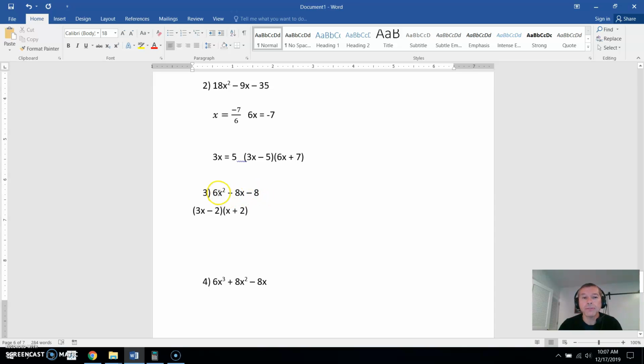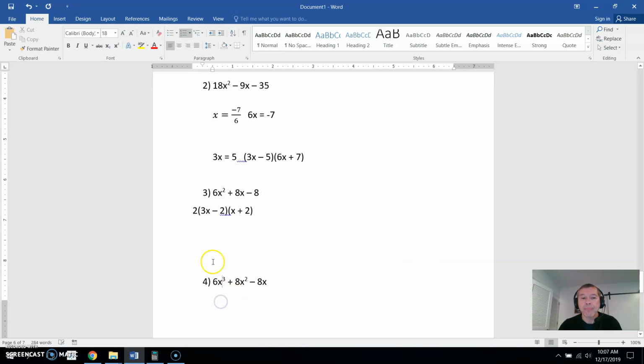Now probably most of you notice that there is a common factor of 2 since 2 goes into 6 and 8, and this 8 too. So the 2 goes into these three numbers, so there's a common factor of 2. But if you didn't see that, then if you check this by multiplying them back together, you don't get 6x squared, you get 3x squared. And since 6 is 2 times bigger than 3, we need to put the 2 out in front. And that's that thing completely factored. Okay? Let's go to the fourth one.